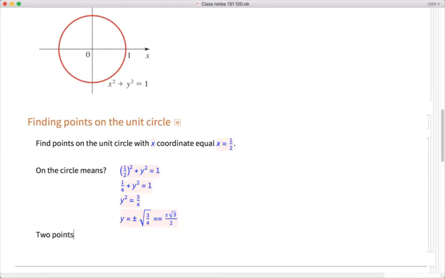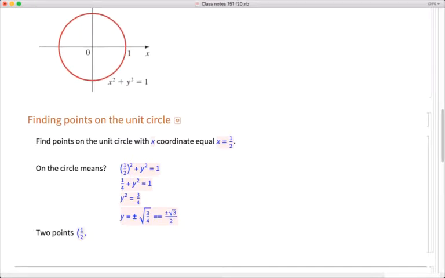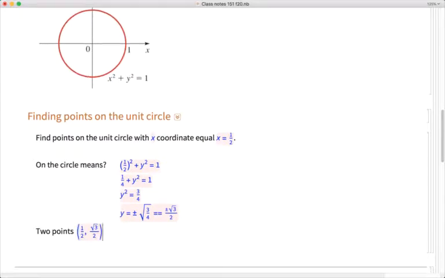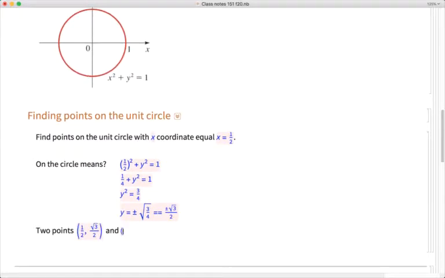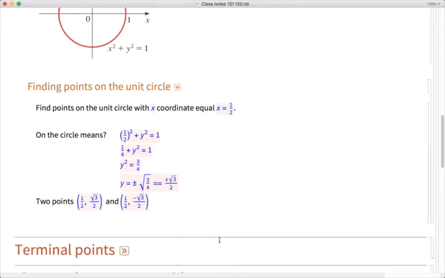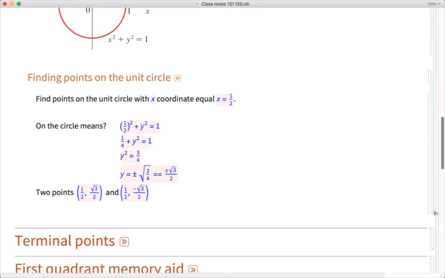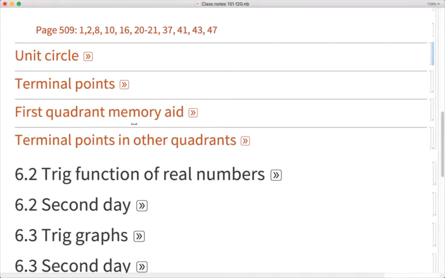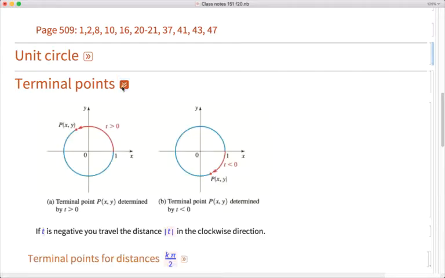So the two points specifically, again, these xy coordinates, not just the y coordinates, are (1/2, root 3 over 2), that's the one up on top, and (1/2, minus square root 3 over 2), that's the one down on the bottom. So we'll be looking at several other interesting points on the unit circle.